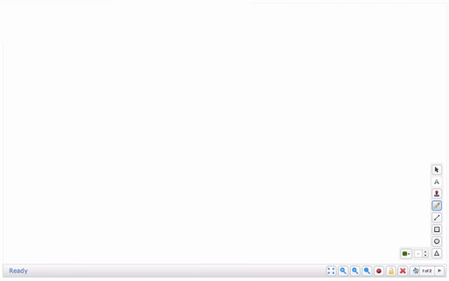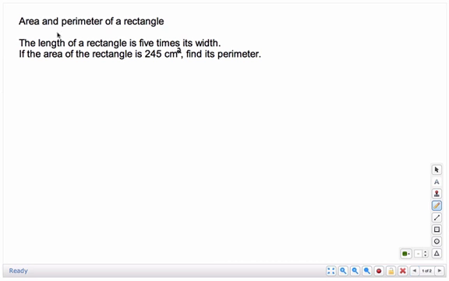Let's look at another problem. In this question, it tells us that the length of the rectangle is 5 times its width. So we're going to set that up very similar to what we did before. Length equals 5 times its width. So 5 times the width. And then we have that the area of a rectangle is 245 centimeters squared. And we want to know what the perimeter is.